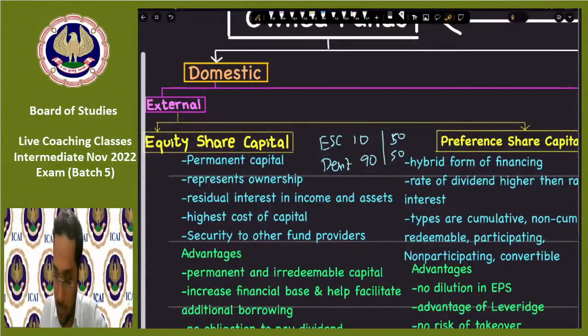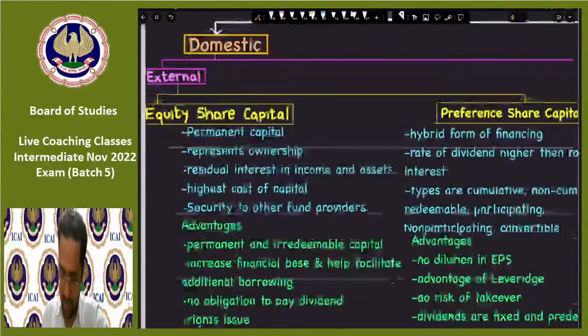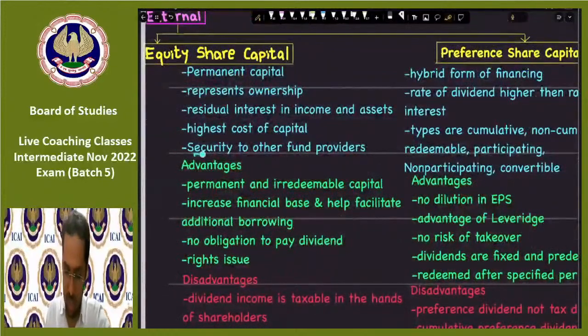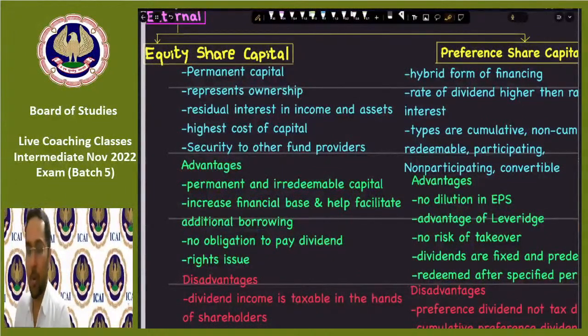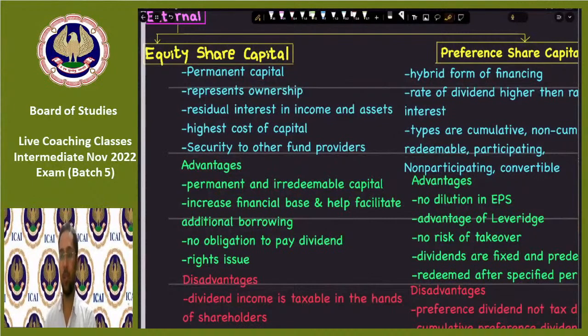Perfect, correct, right? So therefore we say that it acts as a security to other fund providers. Now, advantages: permanent and irredeemable. It increases the financial base and helps facilitate additional borrowing. So as I said, if you have a greater proportion of equity shareholders, it gives a greater degree of security.